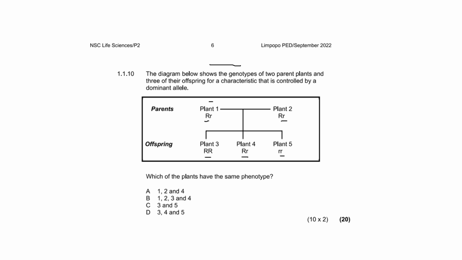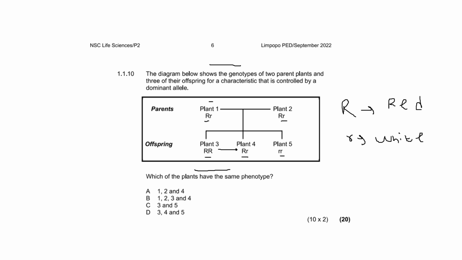The question is, which of the plants have the same phenotype? Remember, let's say big R is for red, so 3 and 4 are going to be red, because they have big R. Since they didn't mention colors, just assume small r is white. So 3 and 4 have big R in them, meaning they must be red, the same phenotype. Plant 5 would be white, because that is the recessive condition.